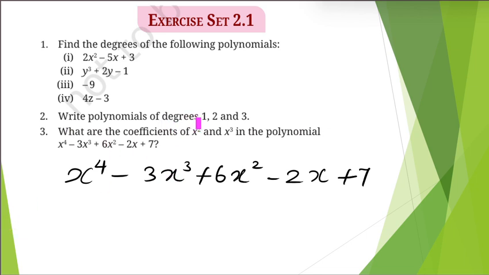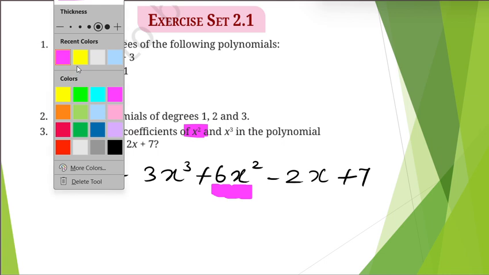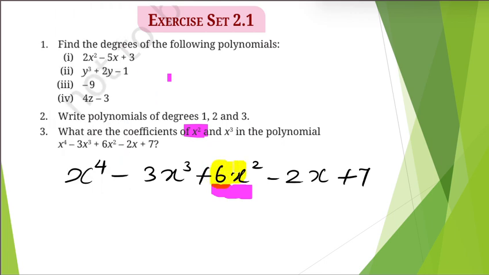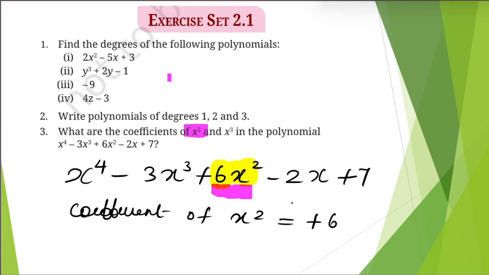So you have to find the coefficient of x square. This is the term x square, so the numerical value that comes along with x square is 6. 6x square means the coefficient of x square is 6. So you can write: coefficient of x square is plus 6, positive 6 only.